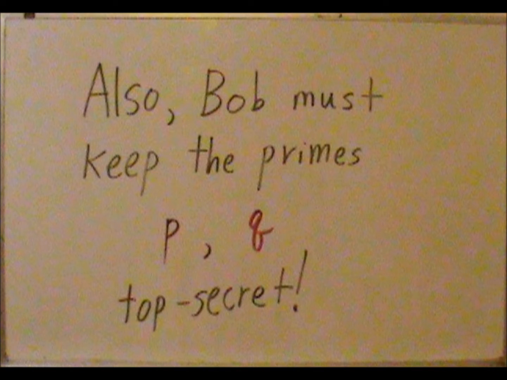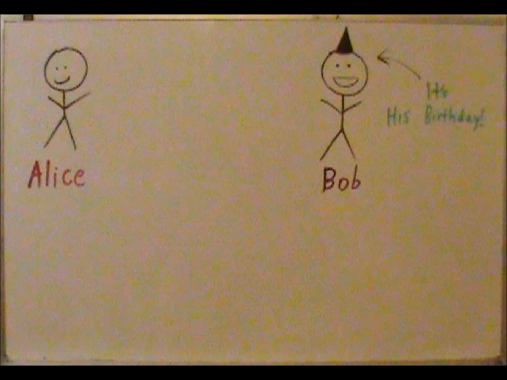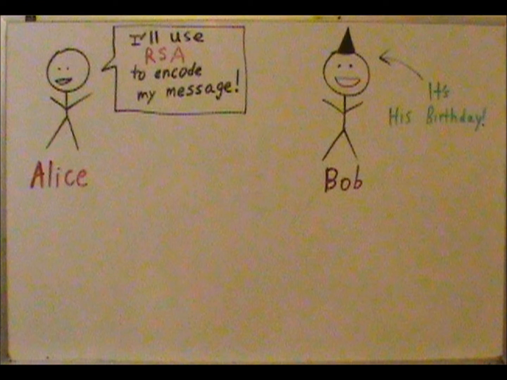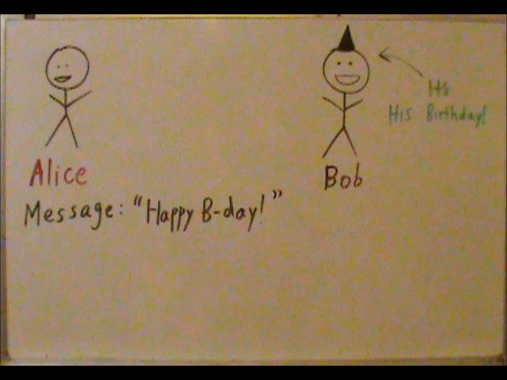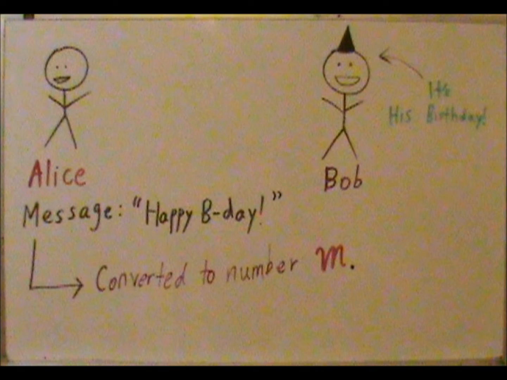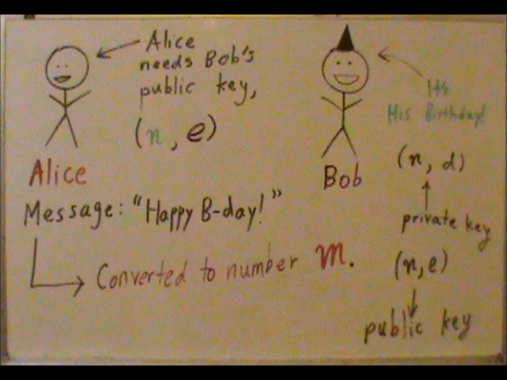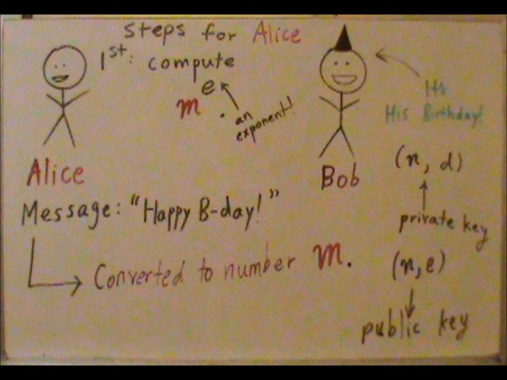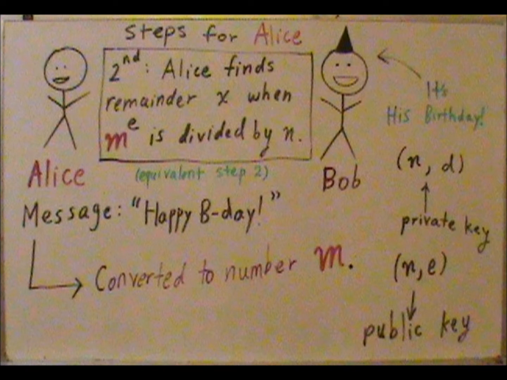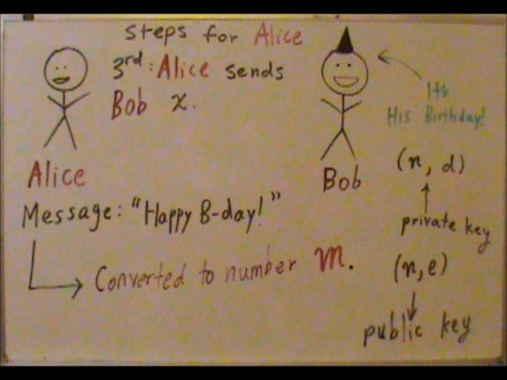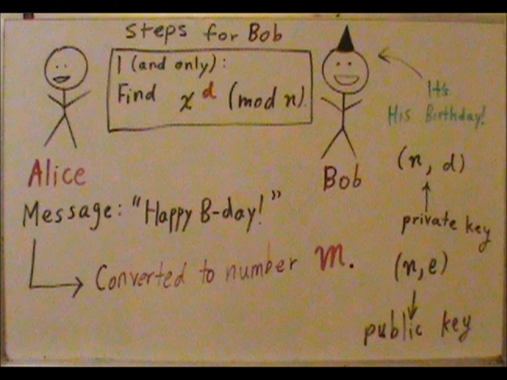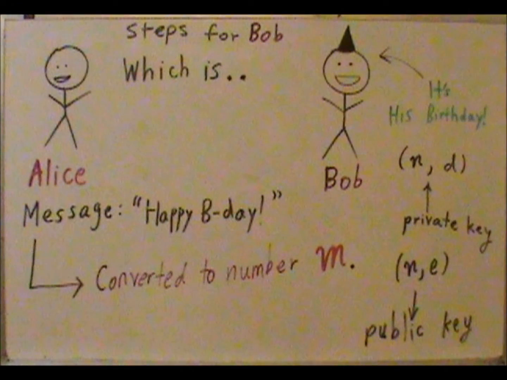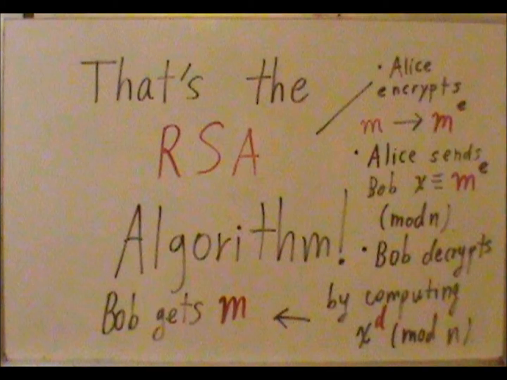How do these bizarre numbers allow us to use the algorithm? Let's walk through an example. It's Bob's birthday, and Alice would like to send him a message on this notable occasion. She wisely decides to employ the RSA algorithm. She translates her message into a numerical value m, and encodes it using Bob's public key e. To do this, she computes the remainder x that m to the power of e leaves when divided by n. She sends Bob the value x. Once Bob receives x, all he must do is compute the remainder x to the power of d leaves when divided by n. Bob can finally read Alice's happy birthday message thanks to RSA.